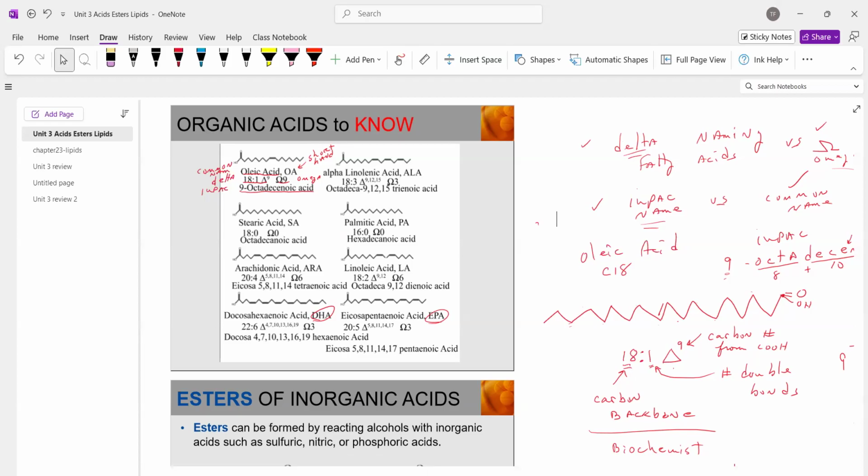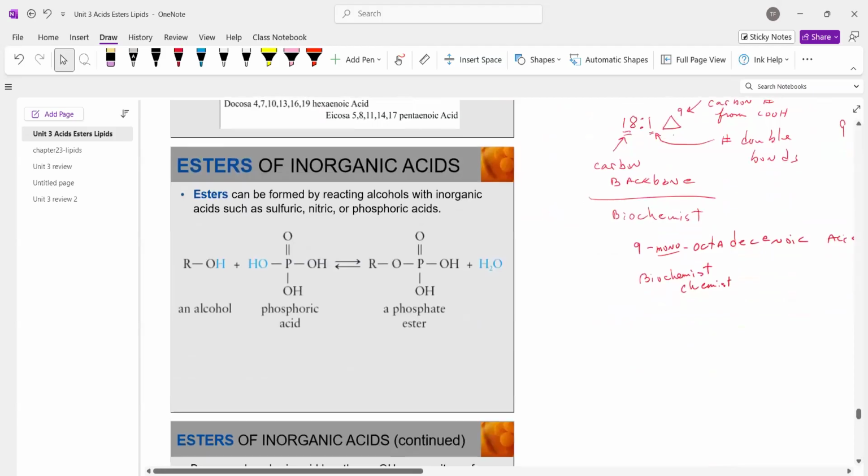Okay, and then lastly, we can form inorganic esters. And these, with the phosphate ester, are very, very common biochemically. For example, ATP, adenosine triphosphate. Phosphates are esters. And the adenine has got an alcohol group on it, and that's what forms the phosphoric esters.